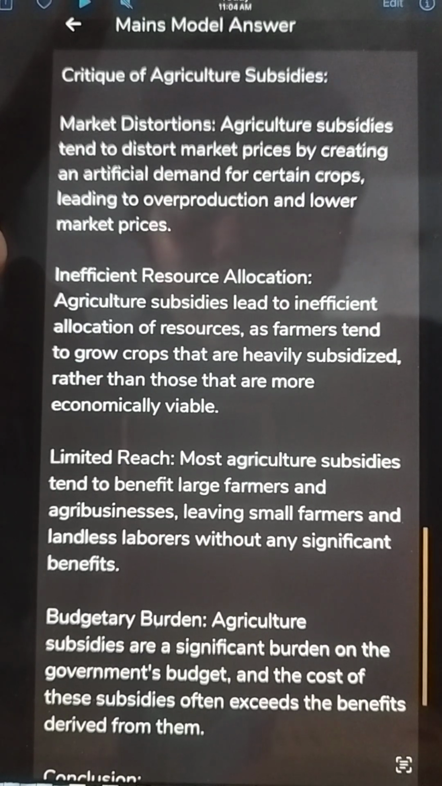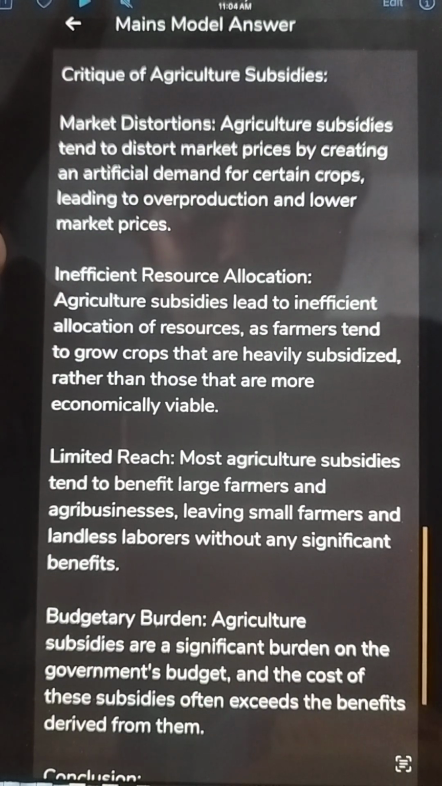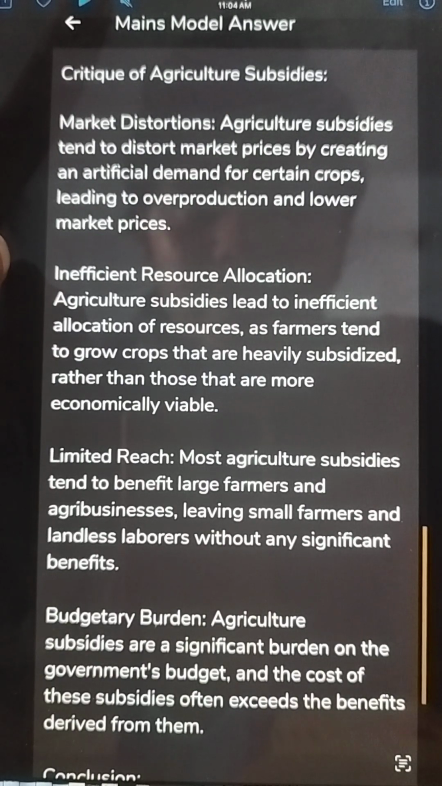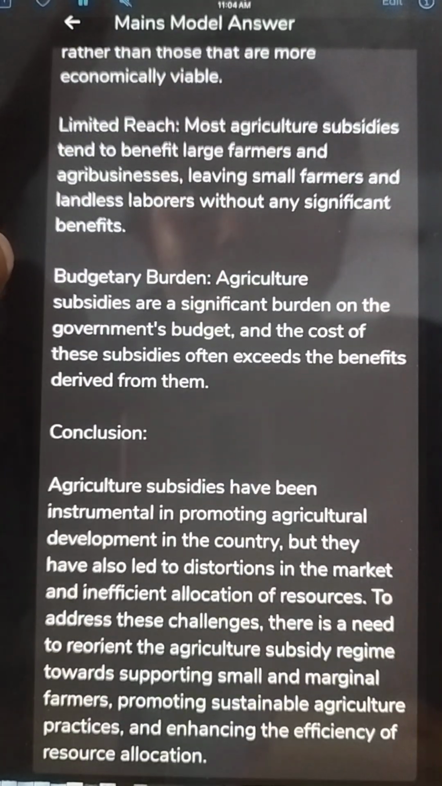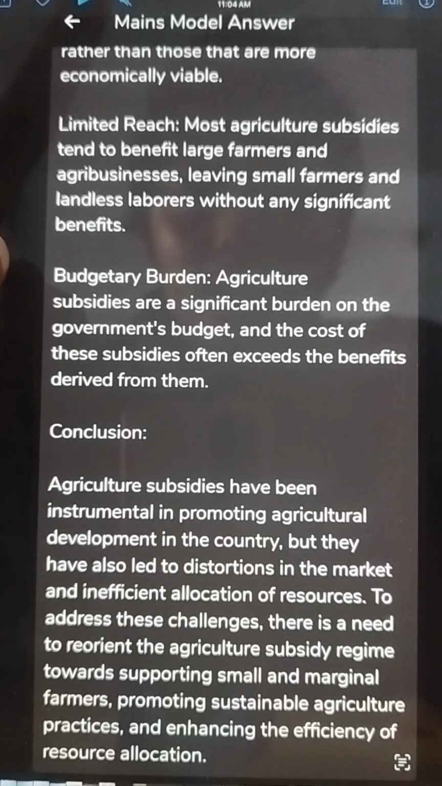Then comes third, limited reach. Most agriculture subsidies tend to benefit large farmers and agriculture businesses, leaving small farmers and landless laborers without any significant benefits. Then budgetary burdens. Agriculture subsidies are a significant burden on the government's budget, and the cost of these subsidies often exceeds the benefit derived from them.